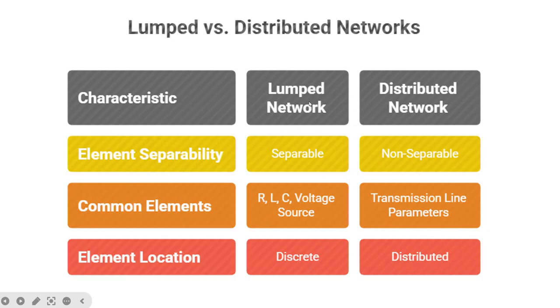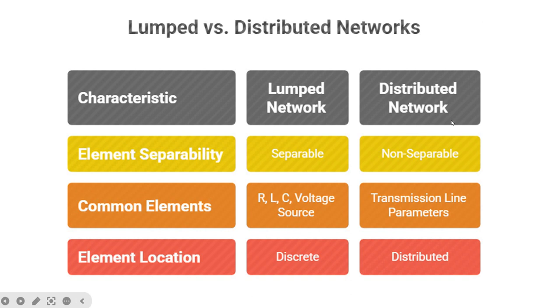In a lumped network, the network elements are physically separable, and most of the electric networks are lumped in nature, which consist of resistor, inductor and capacitor, and also voltage sources, and here the elements are discrete.